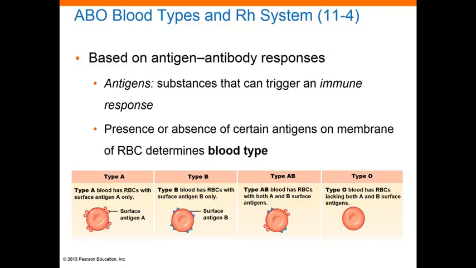Type A blood has antigen A only. Type B blood has antigen B only. Type AB blood has both the A antigens and B antigens on the surface of the red blood cells. Type O blood has neither the A antigens nor the B antigens. Rh positive is a notation that indicates the presence of any of the Rh antigens. Rh negative is the absence of any of those antigens.